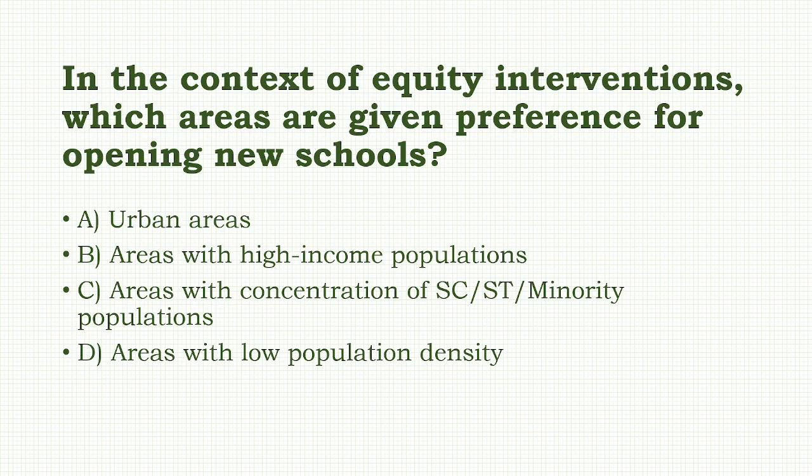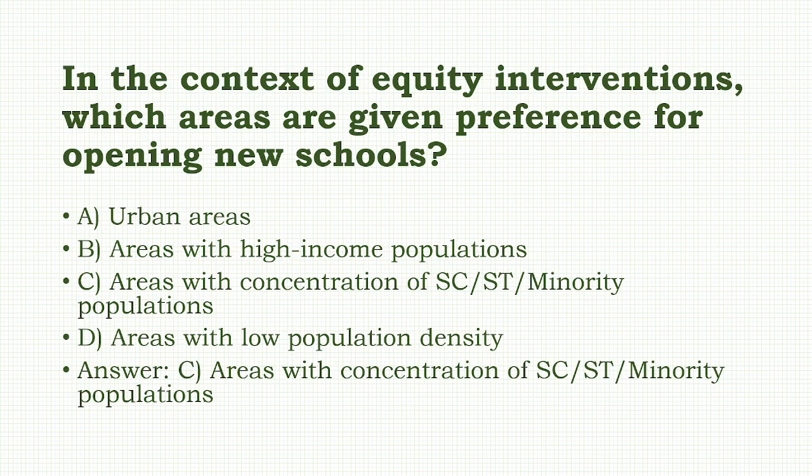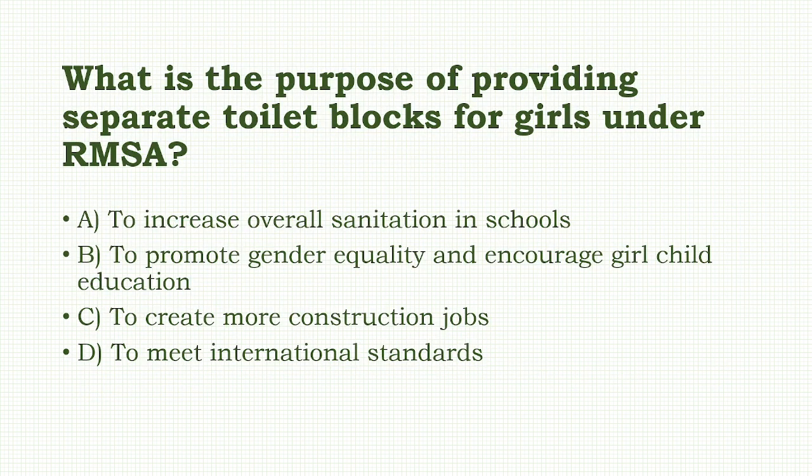In the context of equity intervention, which areas are given preference for opening new schools? Option: Urban areas, areas with high income population, areas with concentration of SC/ST and minority population, areas with low population density. Answer of this question is option C, that is areas with concentration of SC/ST and minority population.